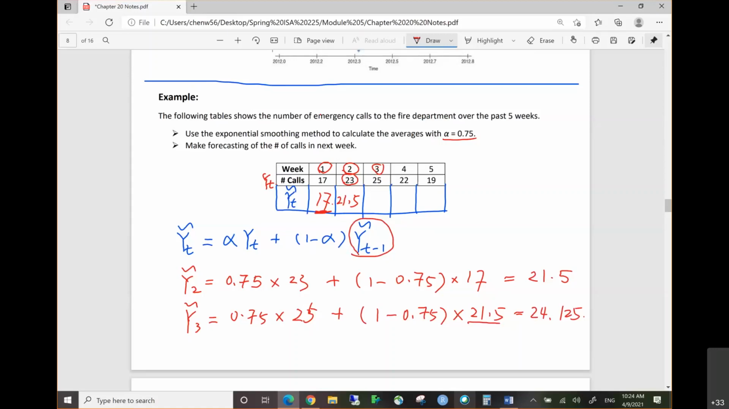All right, so now you can think about the whole process. This 21.5 takes care of the first one, right? And then for week 3, you take care of both of these two cases, so that will be all previous values. So now you have the week 3 estimated value, which is 24.125. All right, continue. About the estimated value for week 4.